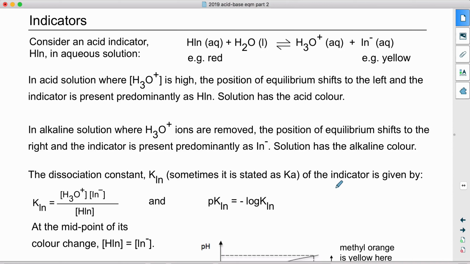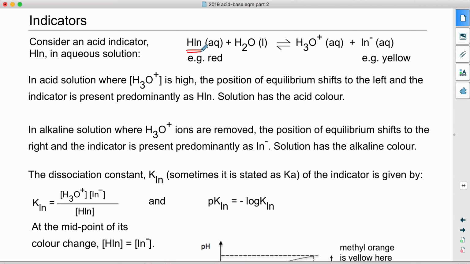Hi everyone. Today we're going to learn how to find the working pH range of indicators, from the topic of acid-base equilibrium. Indicators could be weak acids or weak bases. In this case, we're going to learn about methyl orange. Methyl orange is a weak acid.